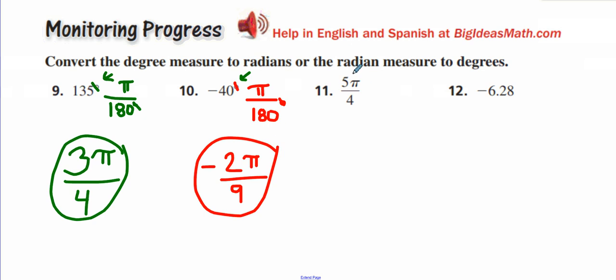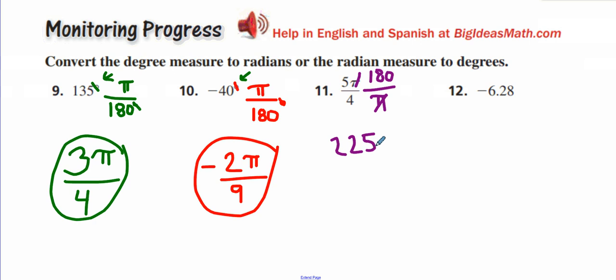If it has the pi symbol, that's how I know it's in radians. The other way that it's in radians, this one's in radians. If it doesn't have the degree symbol, then I know it's in radians. So again, in radians, pi goes on the bottom, because again, that pi is going to cancel with this pi. We're going to have 5 times 180. And then we're going to divide that by 4. So 5 pi over 4 is the equivalent of 225 degrees.